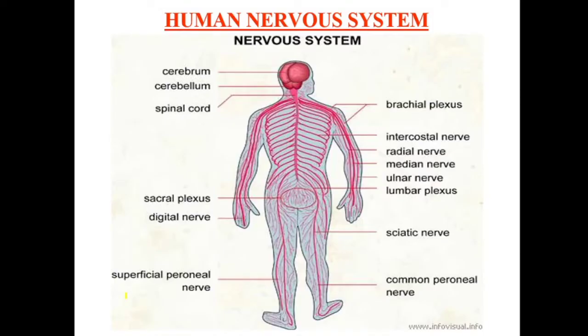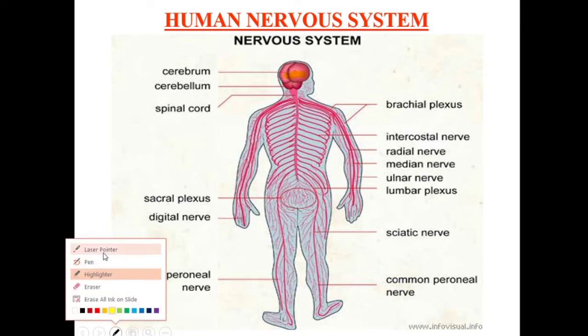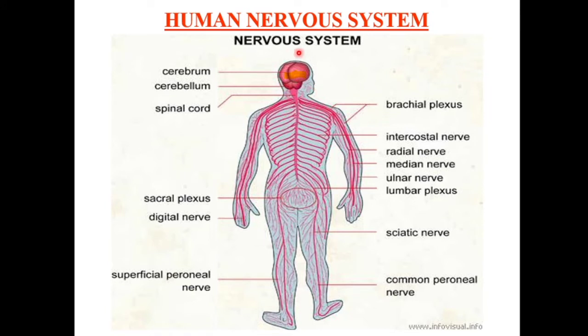So this is our nervous system. What does our nervous system contain? Our nervous system contains the brain, a spinal cord, which is in our vertebral column, and the nerves which are coming out from our spinal cord, right? This is what we have in our nervous system.